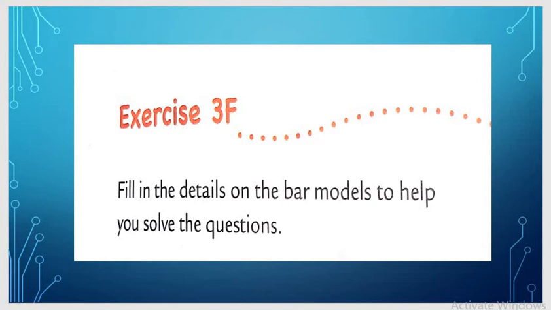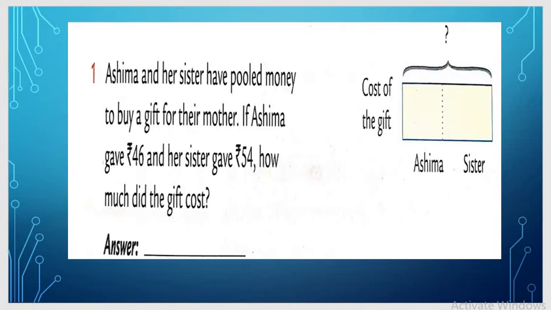So now we move on to question number 1. What is question number 1? Let's check here. First question is what? Ashima and her sister have pooled money to buy a gift for their mother. Ashima gave 46 rupees and her sister gave 54 rupees. How much did the gift cost? Again, I'll repeat here. Ashima and her sister have pooled money to buy a gift for their mother. If Ashima gave 46 and her sister gave 54, how much did the gift cost?